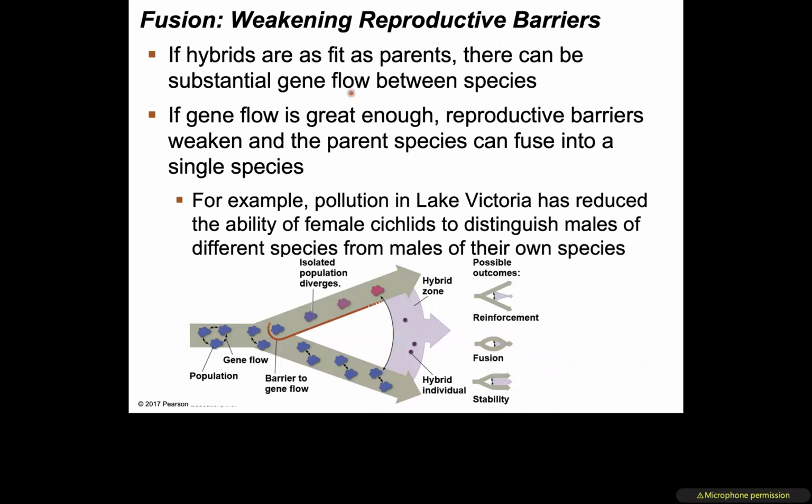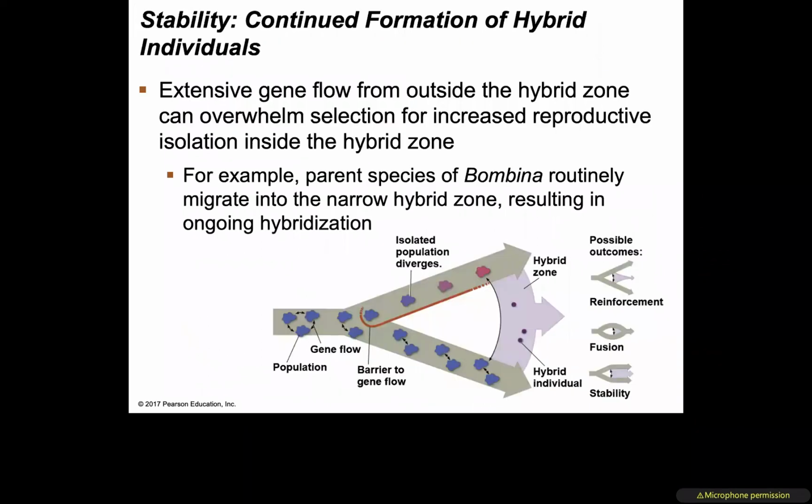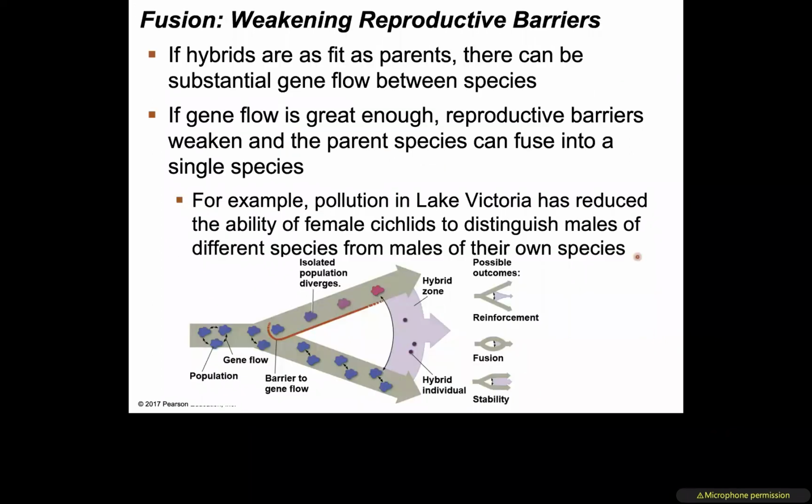And so if hybrids are as fit as the parents, okay, and there's enough gene flow between them, if that gene flow is great enough, those reproductive barriers are actually going to weaken, and the parent species can fuse into a new species. So if you have that population that got isolated, and then these other populations, and they came together within their hybrid zone, the next one is called fusion.